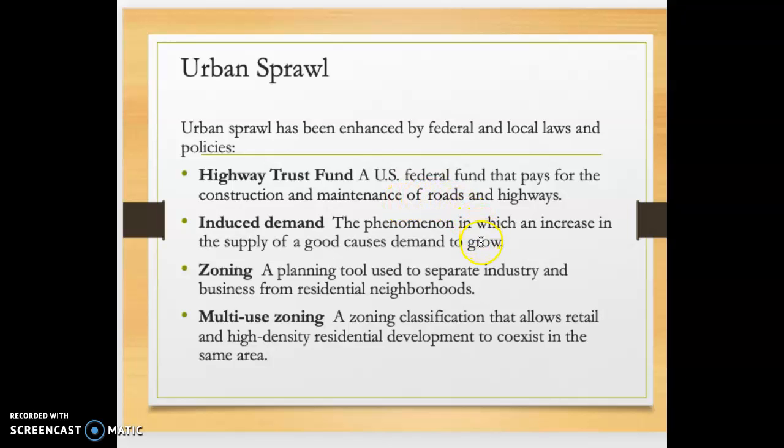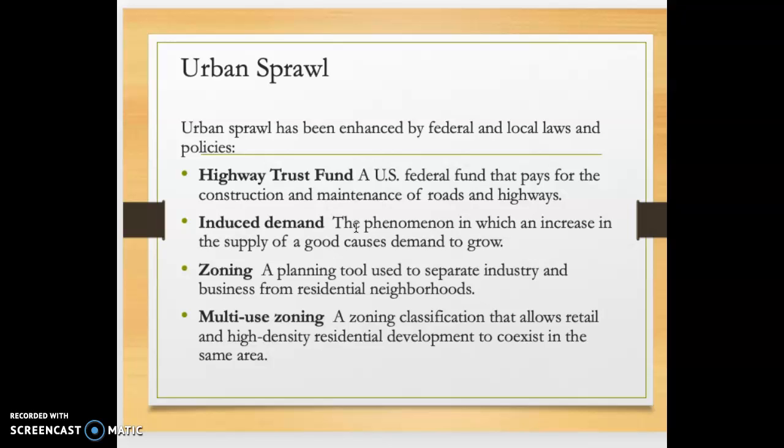So then what that leads to is this phenomenon known as induced demand, which is where an increase in the supply of a good will cause demand to grow. The increase in the supply of a good would be, in this example, good roads and highways that are leading from the suburbs to the urban areas. And if you're fostering this maintenance and quality of roads, then you're going to expect more people to use those roads and possibly leave the urban areas and move out to the suburban areas. So induced demand is also a positive feedback loop in that the more that goods are provided away from the urban area, then we could expect more people to move there.